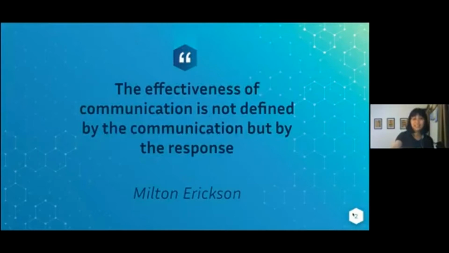Yes. Okay. So this is a quote and a reminder for all of us. The effectiveness of communication is not defined by the communication, but by the response. So no matter how good your English speaking skill, no matter how knowledgeable you are, if the audience did not give you the response that you want, then your communication is not effective. So today we want to learn how to make sure our communication is effective.